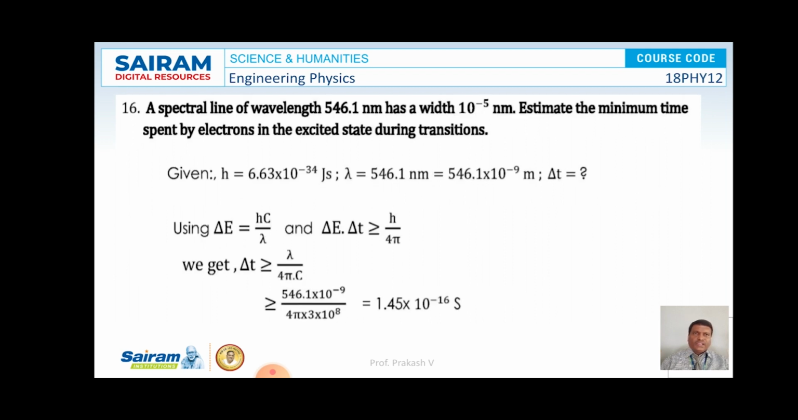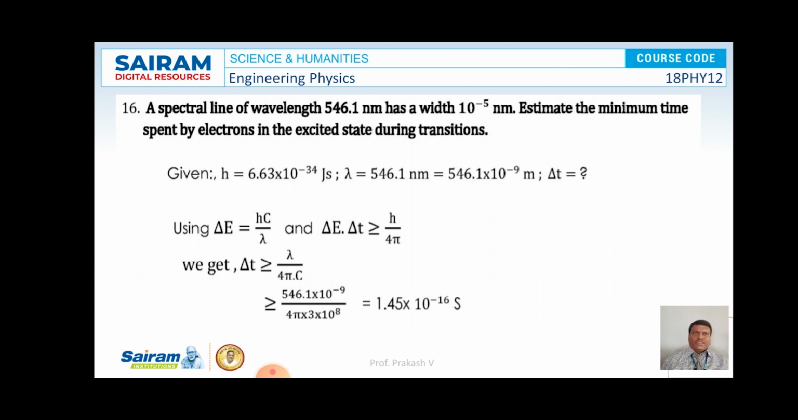A spectral line of wavelength 546.1 nanometer has a width 10 to the power minus 5 nanometer. Estimate the minimum time spent by electrons in the excited state during transitions. So here the value of h is 6.63 into 10 to the power minus 34 joule second, and lambda is 546.1 nanometer, and what is delta t here?